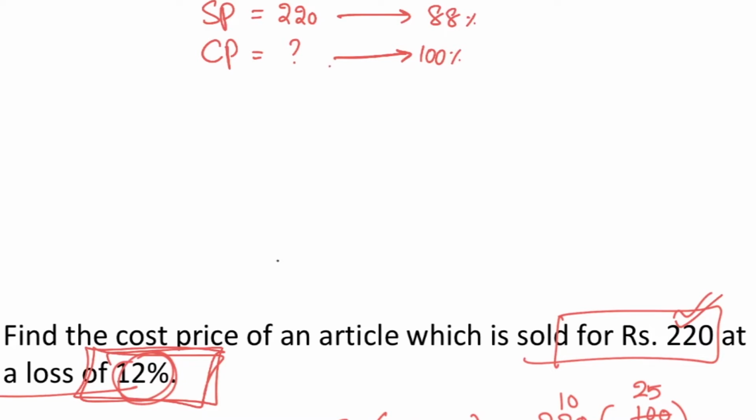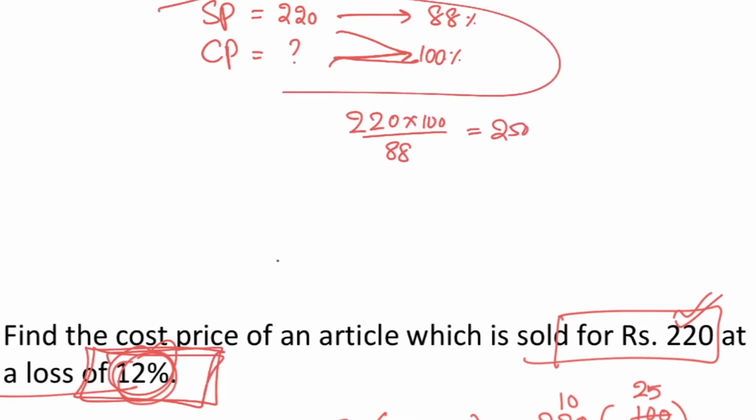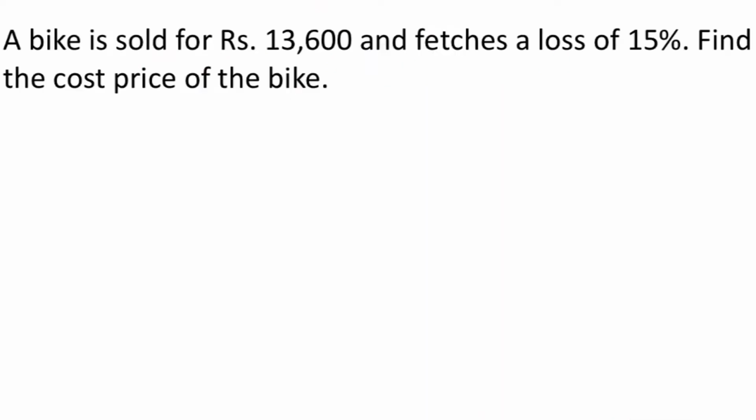See, cost price is always 100%. Sold at 12% loss means sold at 88%. So if you cross multiply, 220 into 100 divided by 88, which will give you 250. Here we are not using any formula, we are using just the basics of percentage concept. CP is 100%. SP is 12% decreased, 88%. Moving to next problem. A bike is sold at 13,600 rupees and fetches a loss of 15%. Find the cost price of the bike.